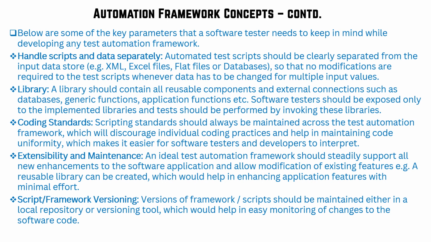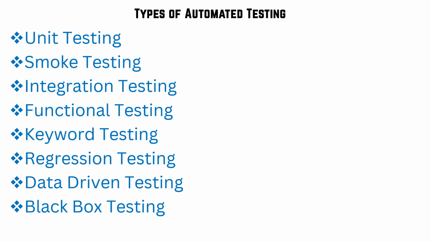Whenever you consider an automation framework, you need to think about how we can handle the test script and data separately, how we can use the library, how we can maintain the coding standard, how your framework can easily support additional coverage and additional test cases, and how you can maintain it easily. How you can also use version control to make your framework better.